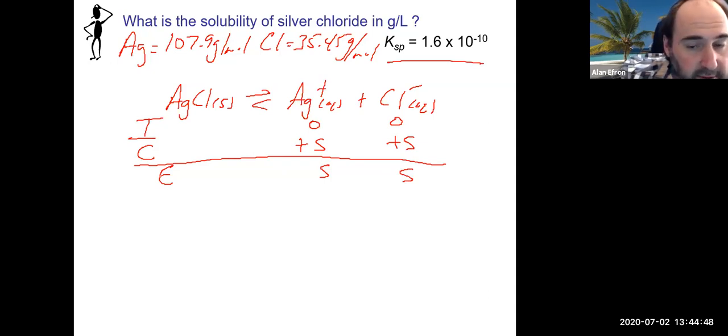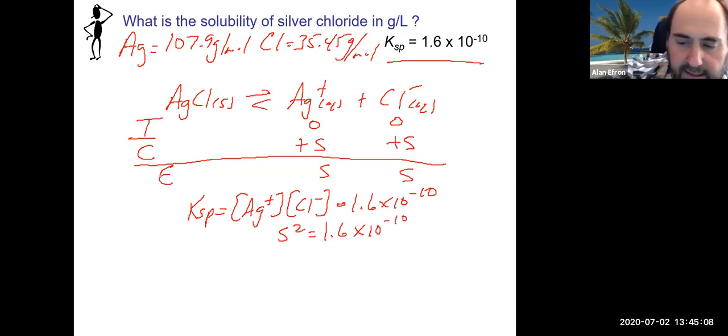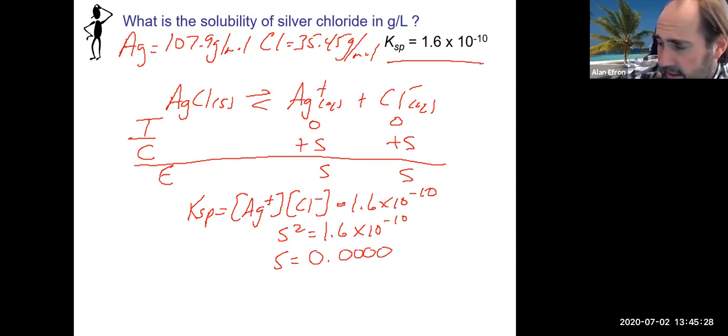And just like normal, at this point, we're going to go into our KSP expression. And again, in this case, it's just going to be our products, as our reactant is a solid. That means essentially we have S squared equals 1.6 times 10 to the minus 10. We're going to take the square root of both sides, and if we do that, we end up with an S value of 0.0000126. And this would be the molar solubility of it.